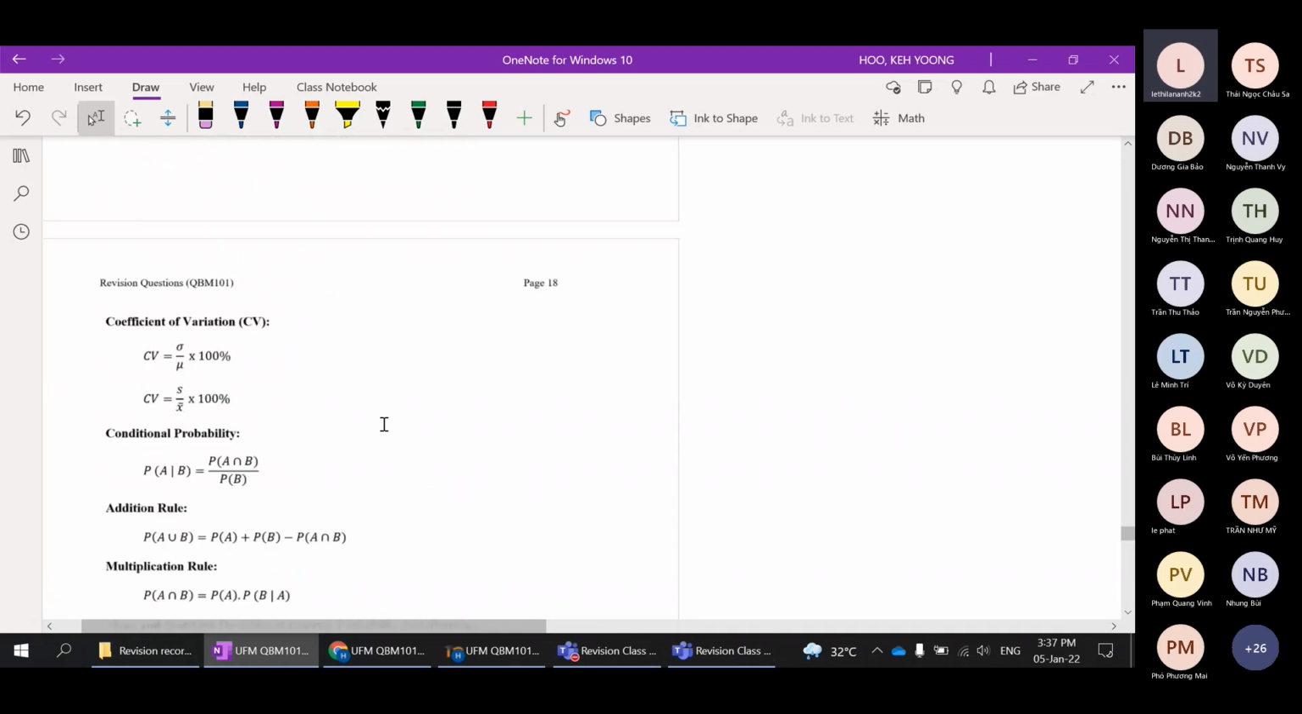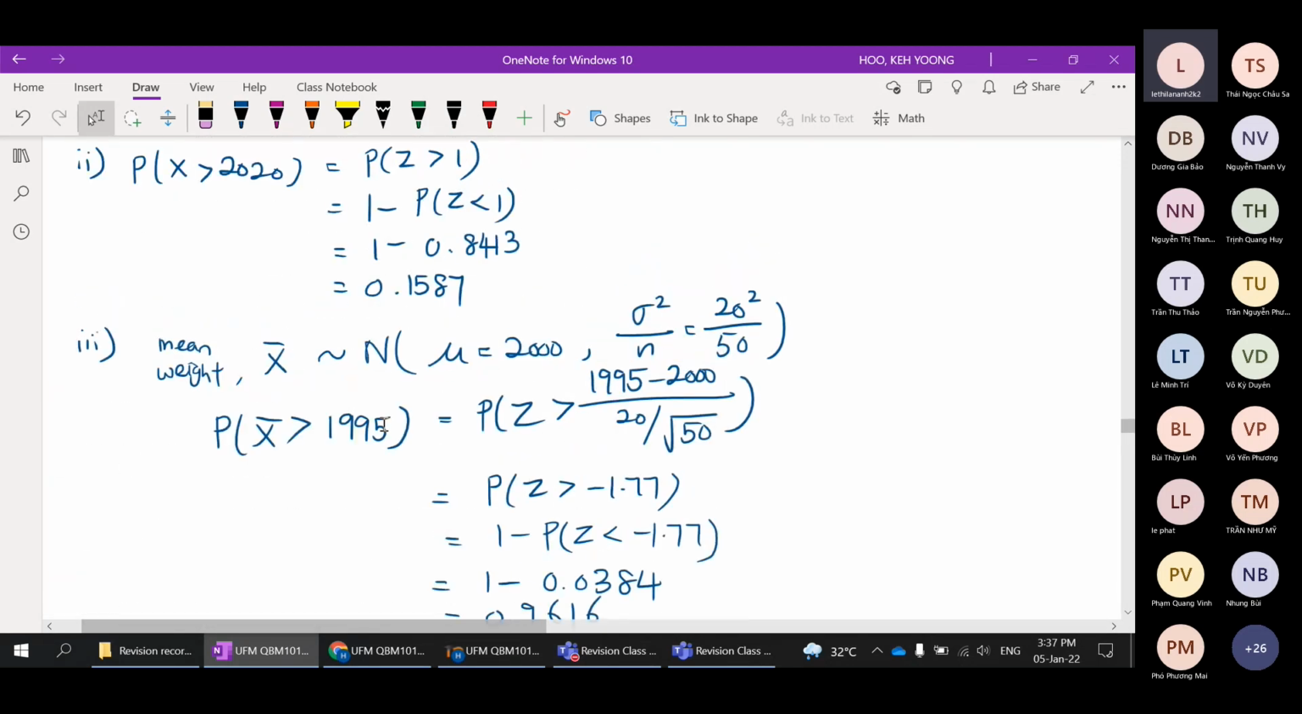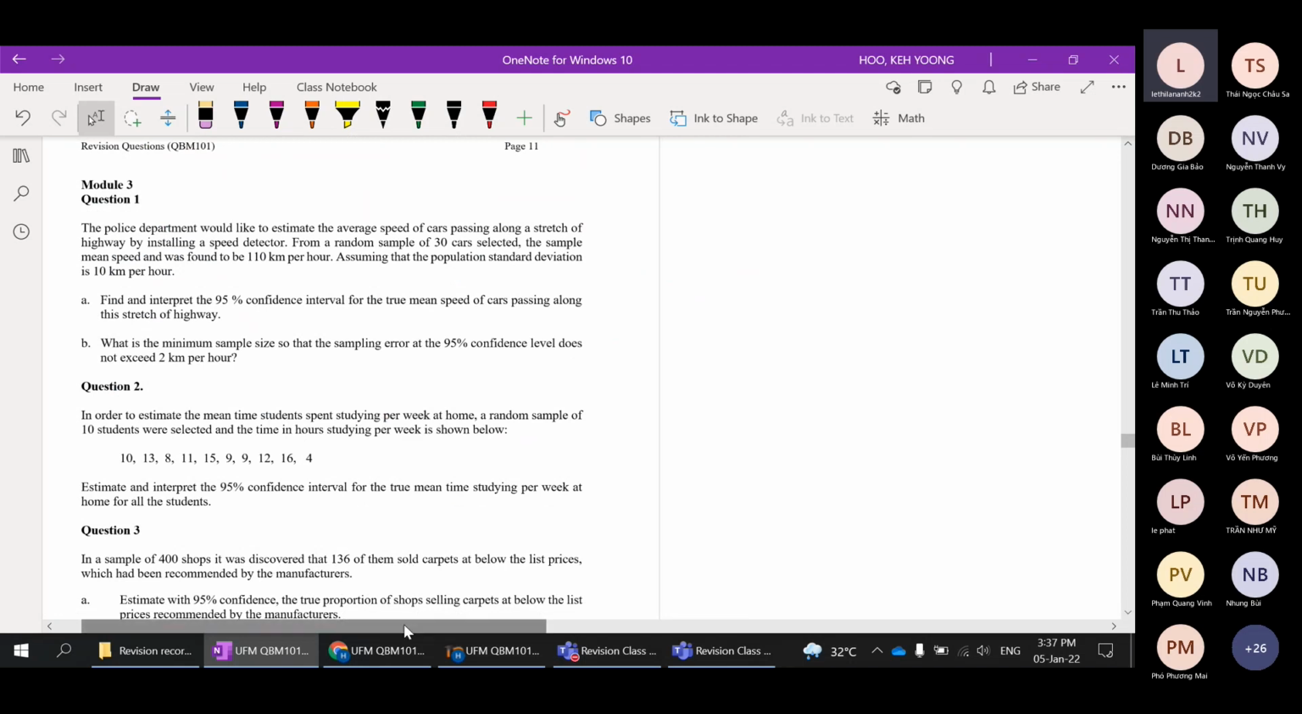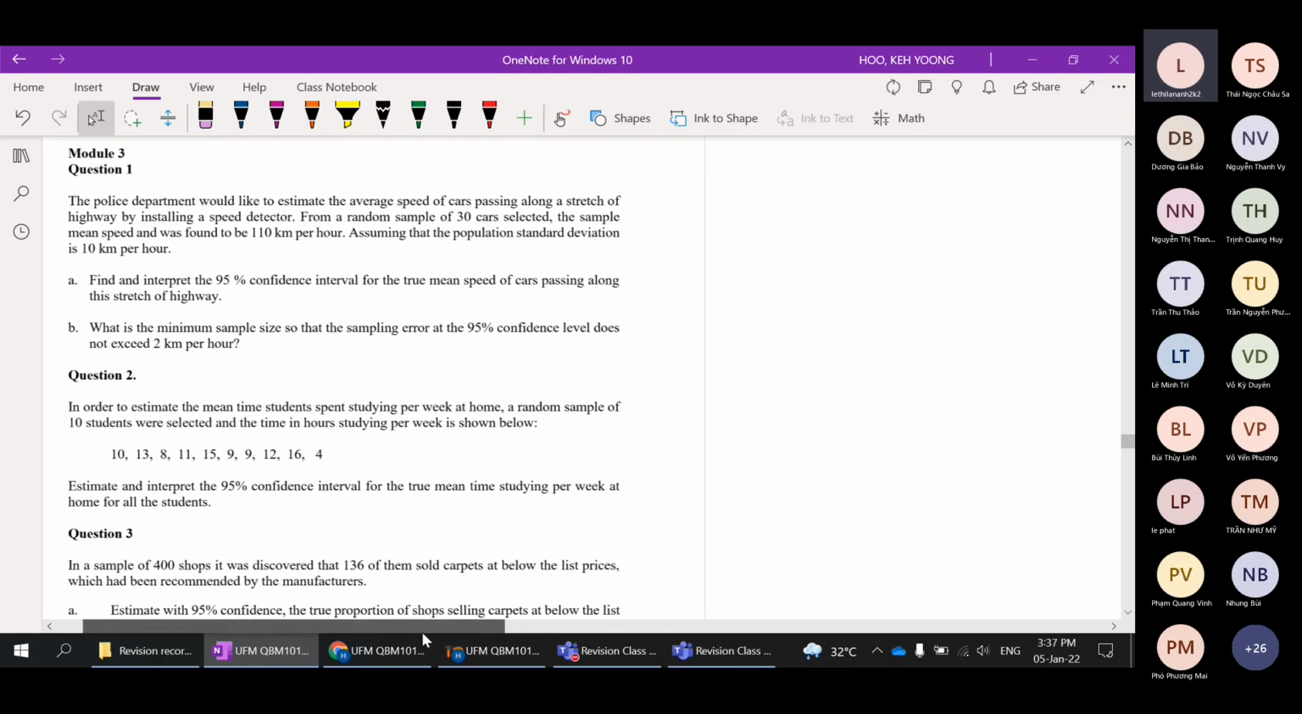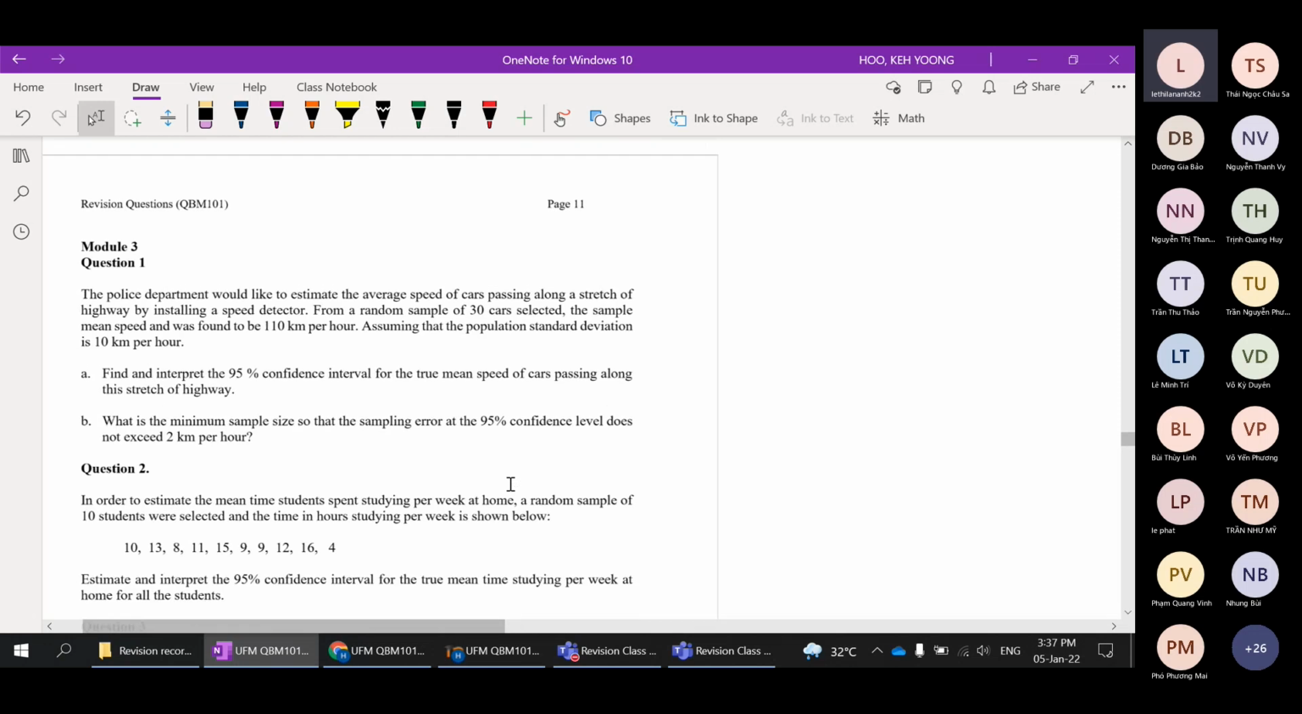It depends on the questions and what information we have. So let's read the first question. A police department would like to estimate the average speed of cars passing along a stretch of highway by installing speed detectors. From a random sample of 30 cars selected, the sample mean speed was 110 kilometers per hour. Assuming that the population standard deviation is 10 km per hour.